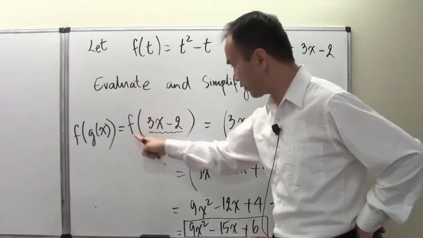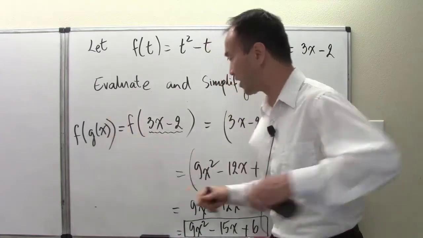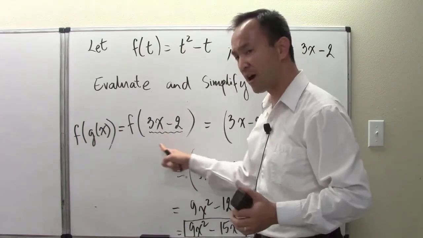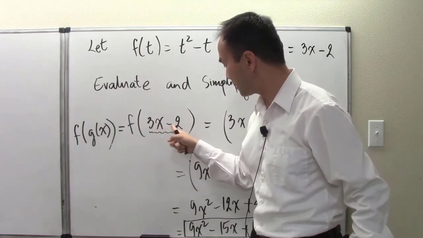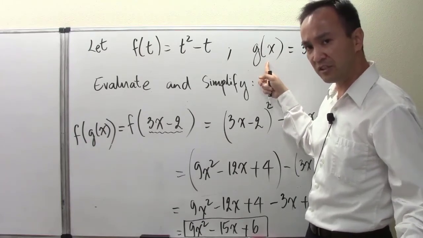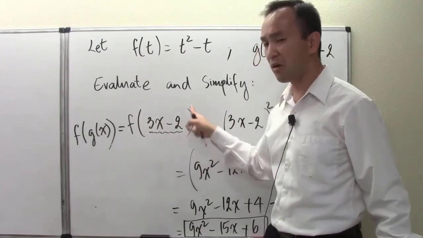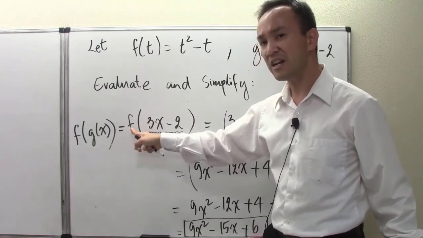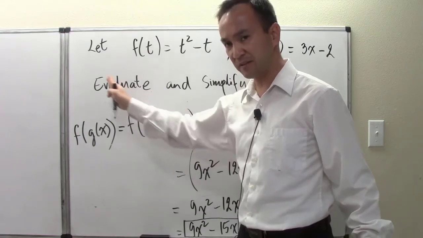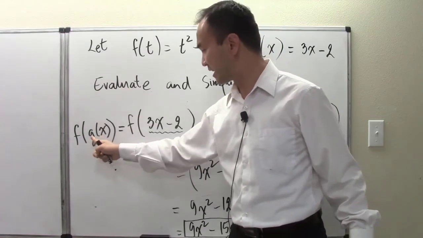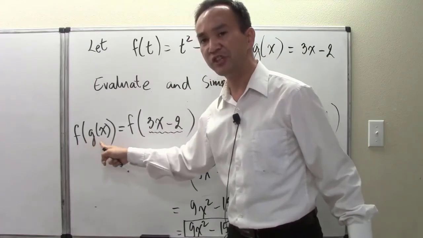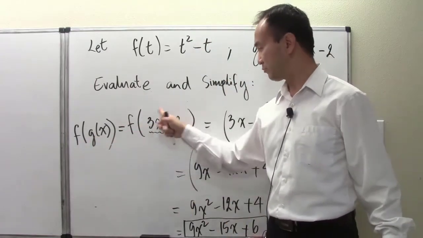So now I pointed out this problem at the start, and now we realize, hey, wait a minute, the whole 3x minus 2 was indeed the function that was previously defined to be g of x. In other words, this problem could have been written from the beginning as: evaluate and simplify f of g of x.